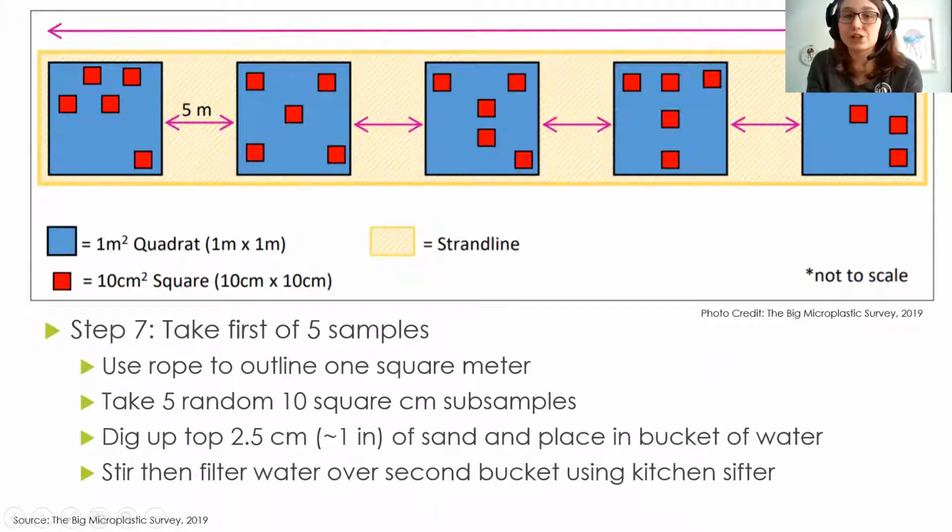So after you finish your first location, you're going to move 5 meters away, and then you're going to set up a 1 square meter square again and take 5 10 square centimeter samples again. And you're just going to put it in your bucket, mix it up, strain it, capture your microplastics. And then you just do that 5 times. So you're taking a total of 25 subsamples from 5 square meter quadrants.